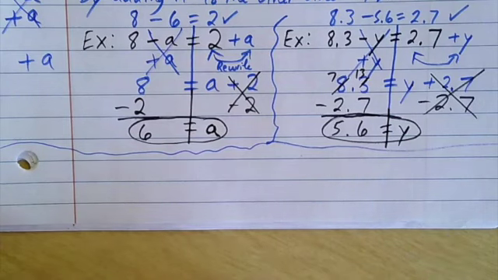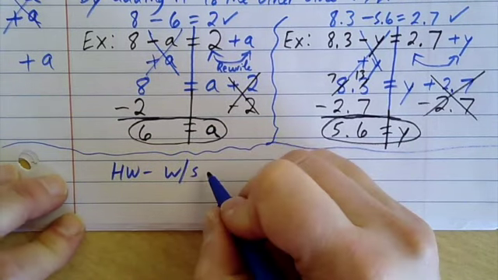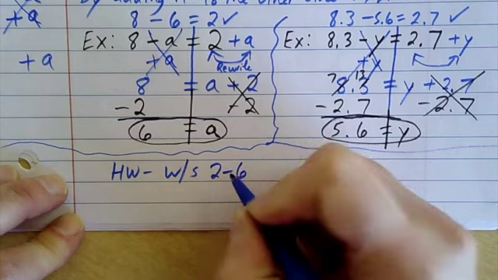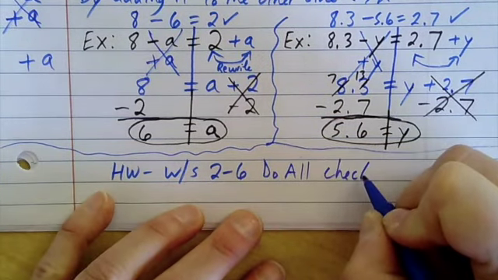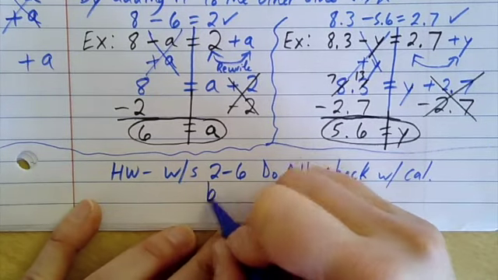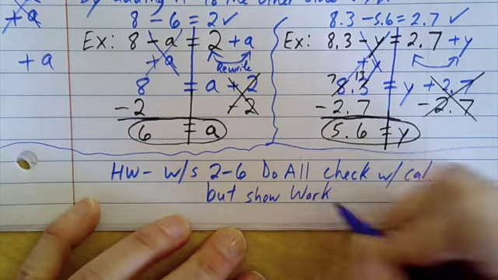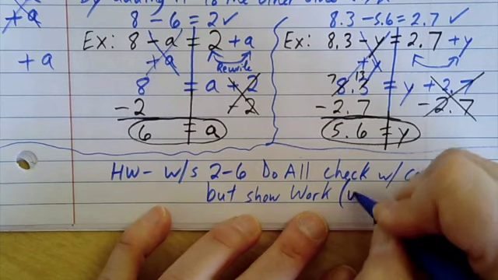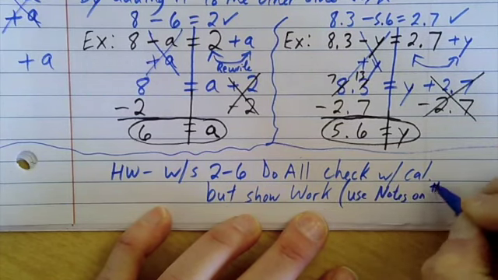So your homework is a worksheet. I believe the worksheet is called 2-6. You are going to do all of it, and you can check with a calculator, but you need to show your work. Make sure that you use your notes on number 9.